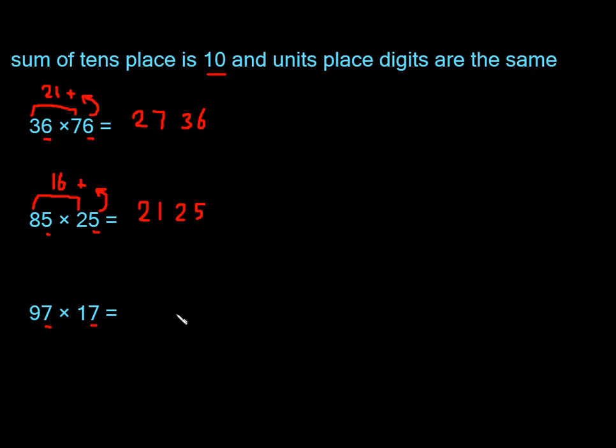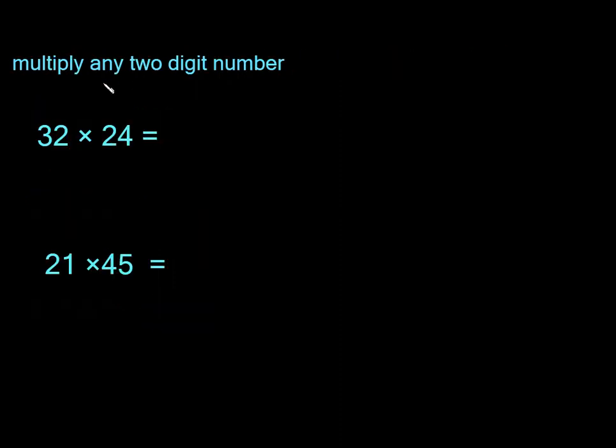Next one, we will start with the units. 7 times 7 equals 49. And then go to the tens. 9 times 1 equals 9. And don't forget to add the units. So 7 plus 9 equals 16. So the answer is 1649.